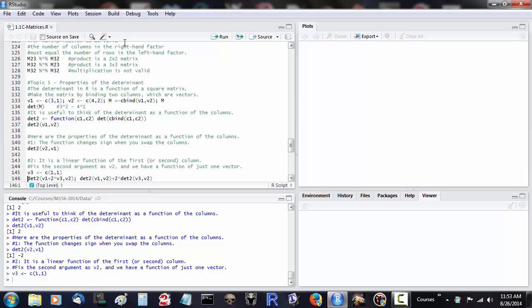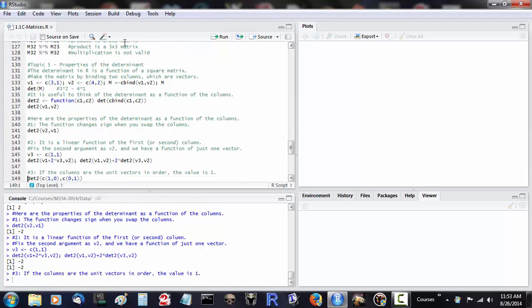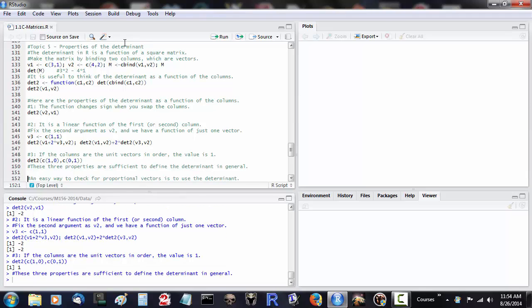I can evaluate it with the first column of v1 plus 2 times v3, compare with what happens when I add together the results of evaluating it with the first column v1 and adding on twice the determinant where the second column is v3. And finally, if the columns are the standard basis vectors in order, the determinant comes out to have the value 1. You will learn next week that this same set of properties holds for 3 by 3 matrices, and in the spring term you'll learn that these 3 properties actually define the determinant of an n by n matrix.